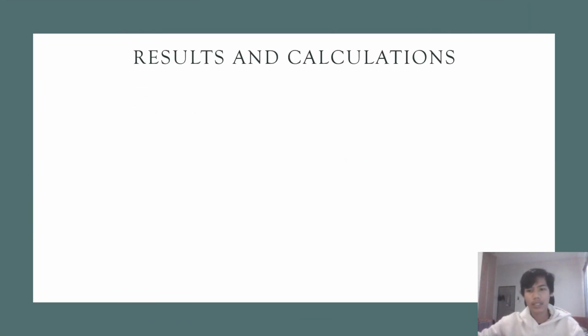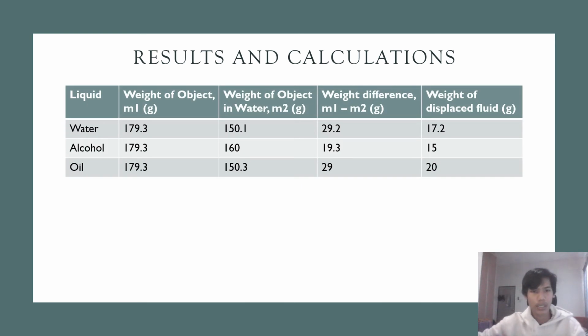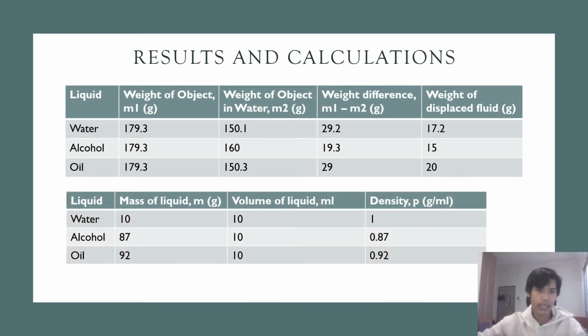Our results and calculations. Here we can see that the weight of the object is the same throughout the experiment for all three liquids, that is 179.3 grams. But the weight of the object in the water varies. This we will discuss in the calculation. The volume of liquid used to measure the density is also the same throughout the experiment, that is 10 ml.